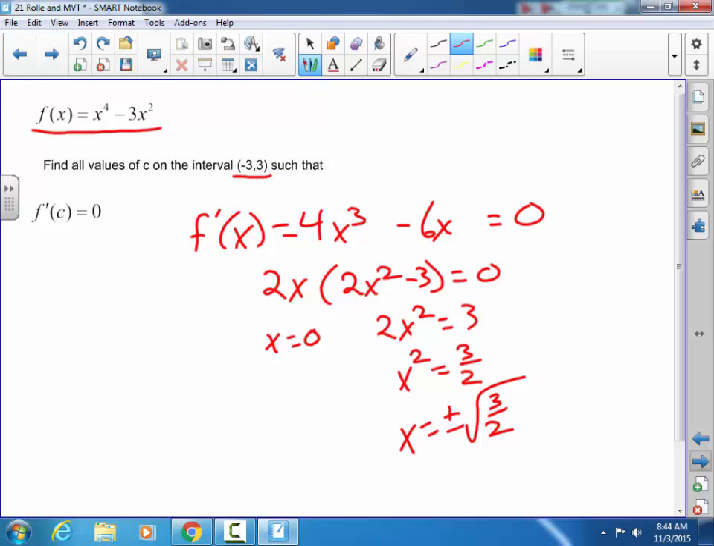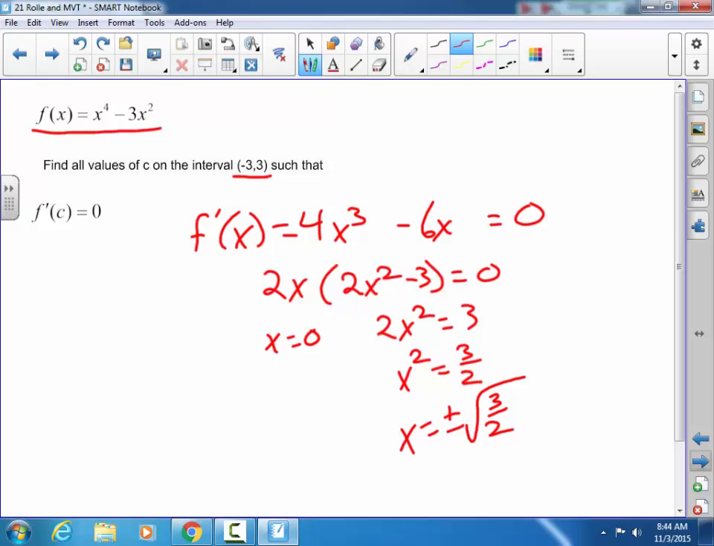So, are all three of those on the interval -3 to 3? Are all three of those between -3 and 3? They are. Do you think you could kind of draw out what this... Well, let's not talk about that yet. We'll talk about drawing it later. But suddenly we found all three. Did we use Rolle's theorem or MVT? Rolle's. How do we know we use Rolle's? We set the derivative equal to 0.